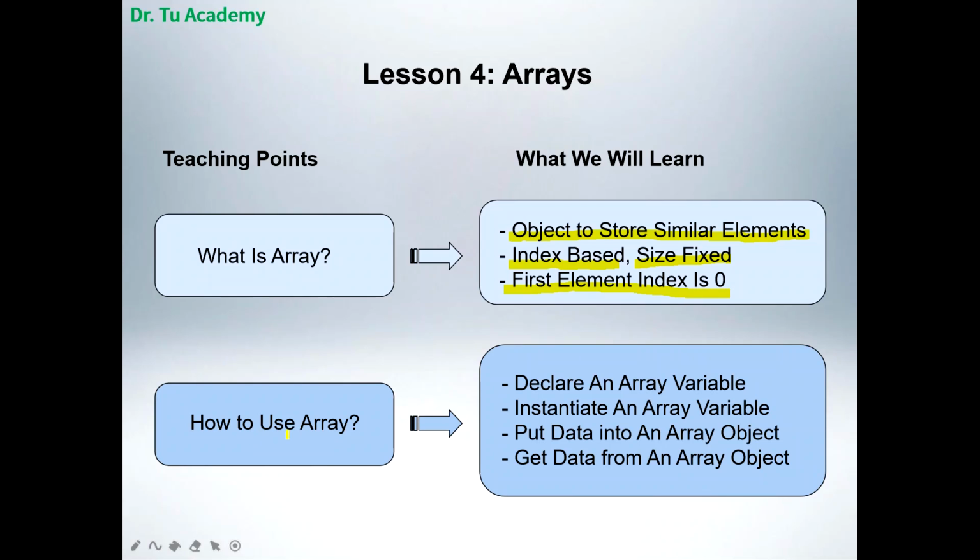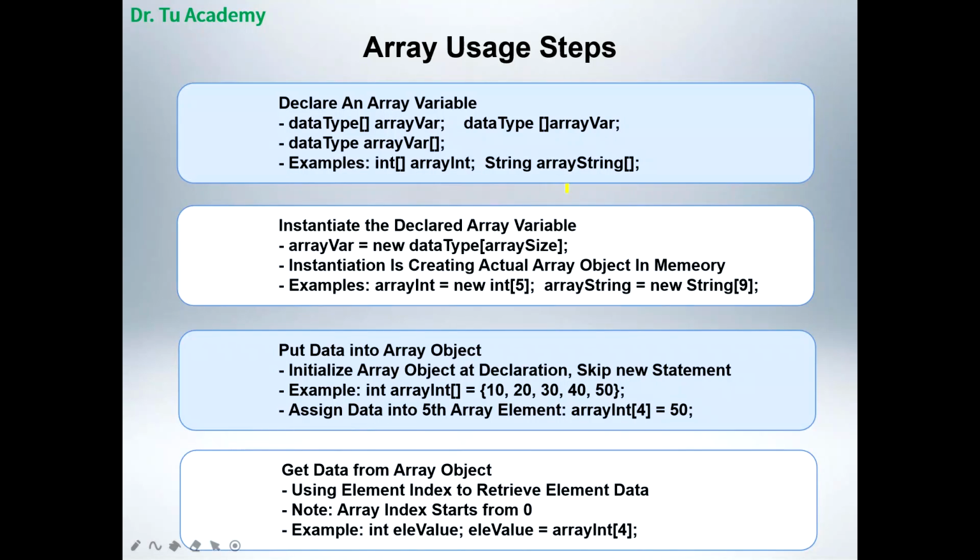How to use an array? We first declare an array variable, then we instantiate the array variable. Then we put data into the array object. We can also get data from the array object. Here are the array usage steps.